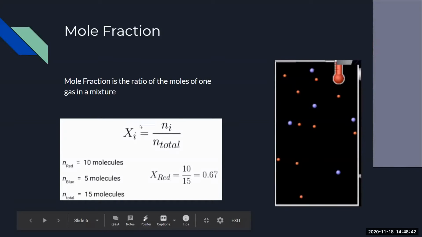So to figure out the mole ratio, we get the amount that we want, moles, it could be molecules if you have that, over the total. So in this case, we'd have 10 of the red over the 15. So our mole ratio would be 0.67. And that's how you do mole fraction. This is probably one of the easier ones to do, just because it's just the part divided by the whole, or total.